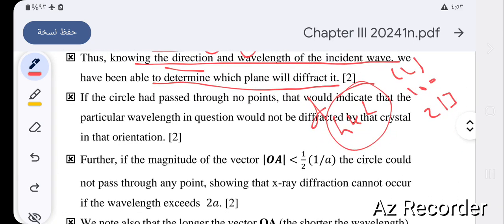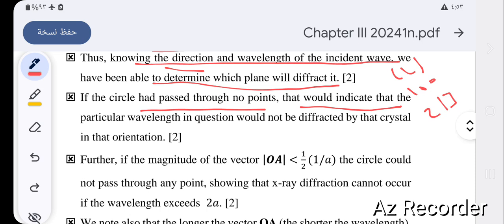أيضا يقول لي هنا if the circle had passed through no points, that would indicate that the perpendicular wavelength in question would not be diffracted. يعني بمعنى أن الكرة لم تمر في أي نقطة، فلن يصير ديفراكتد، والويف لينث هذا لن يعمل أي ديفراكشن. لازم أحرك أو ألف الكريستال أو أعمل له اورينتيشن، لأن هذا الاتجاه لا يحقق شرط براغ وبالتالي لا تحصل عملية ديفراكشن.